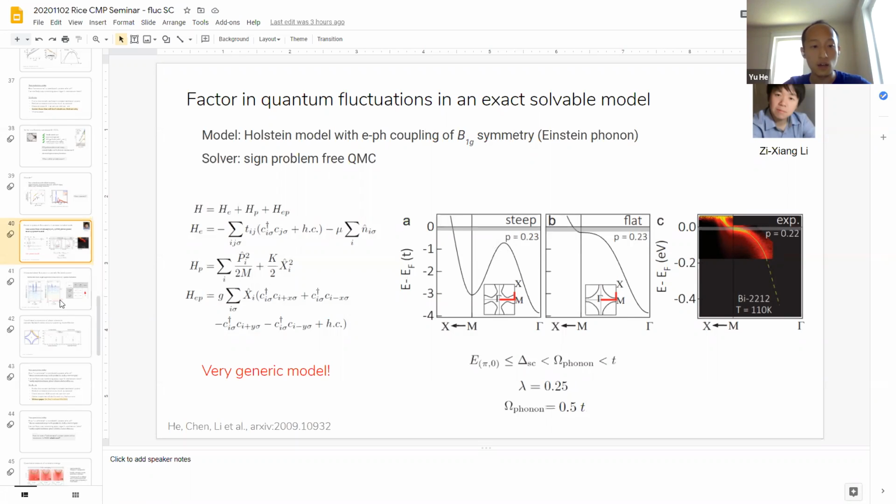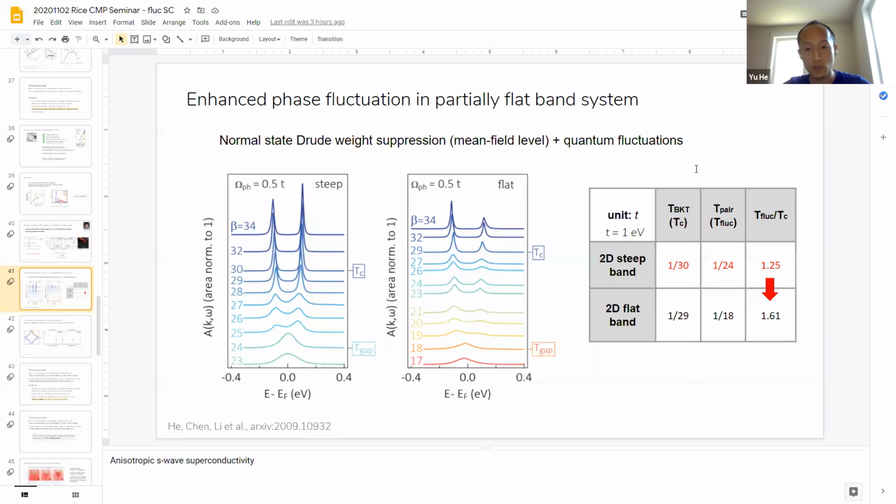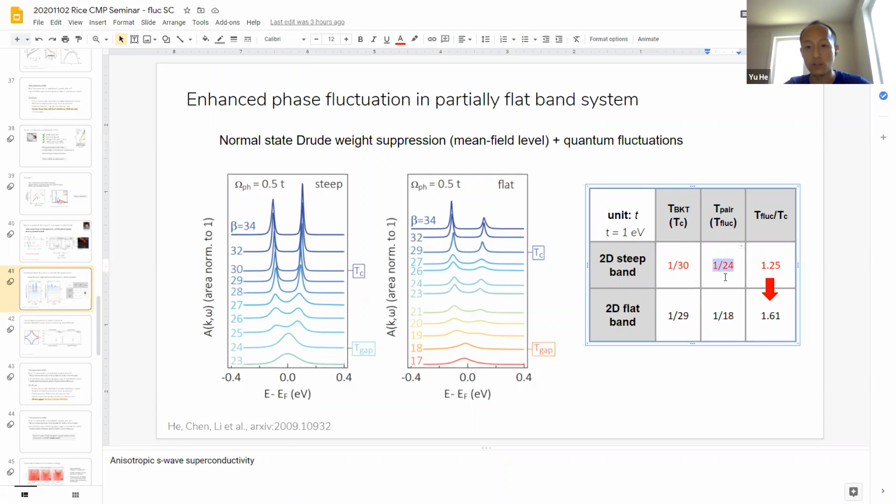Because it's a sign problem free quantum Monte Carlo, we can calculate to very low temperatures. And what we can see, if we look at the spectrum just at the antinode, is that for the steep band situation, the superconducting pairing temperature is about 1/24 t, where t is the hopping. But for the system where there's a partially flat band near the antinode, the pairing or fluctuation temperature is enhanced by almost 30, 30 to 40%.